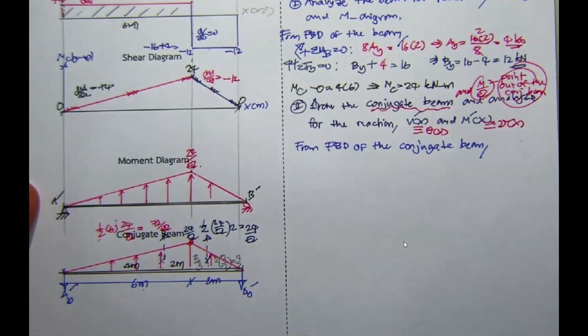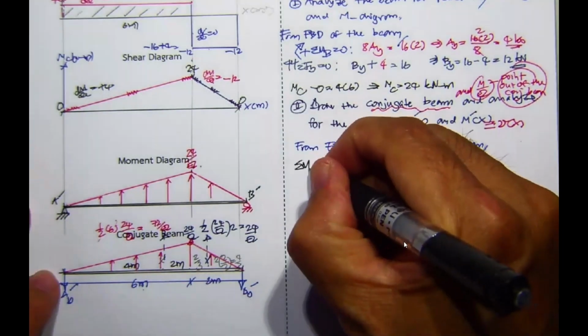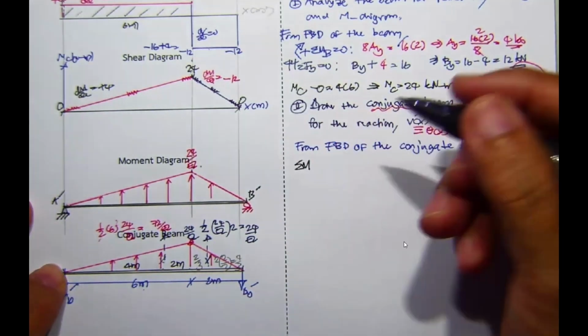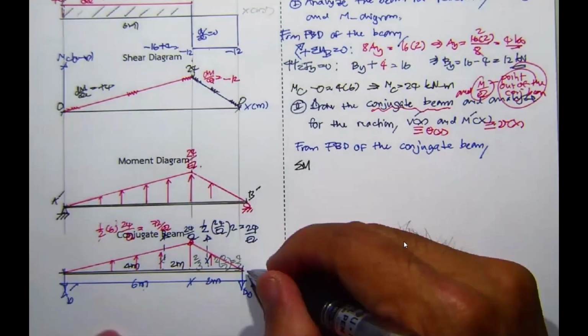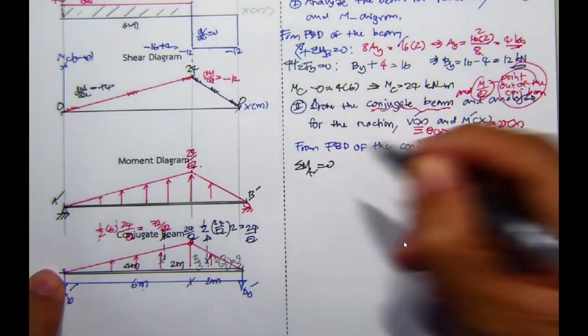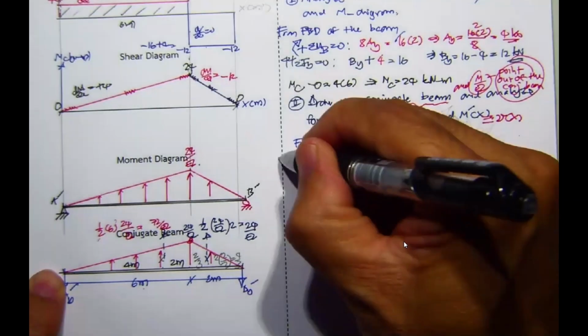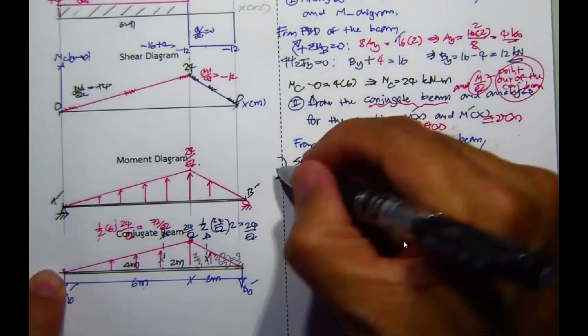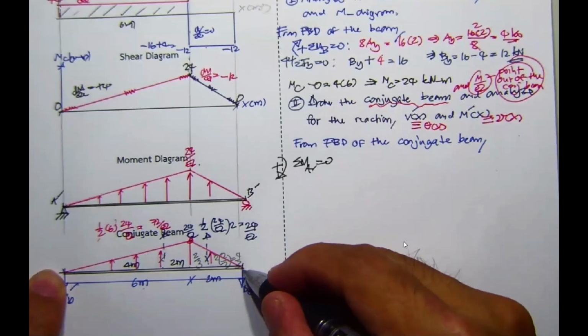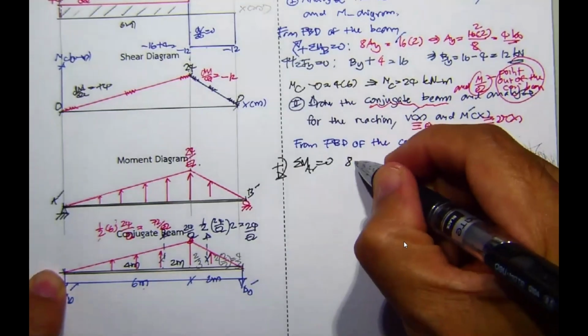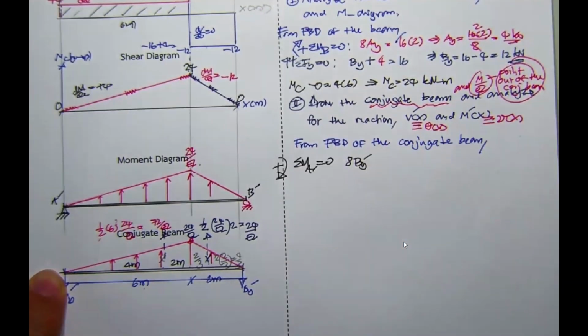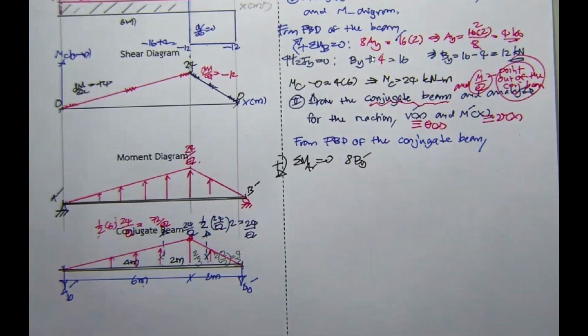Now, taking the summation of moment about what? About whatsoever, if you take about A prime equal to 0. Now, B sub y prime rotates in this direction, positive, and this is going to be 8 times B sub y prime rotating in this direction. I have to stop. Time out. Let me stop it first.